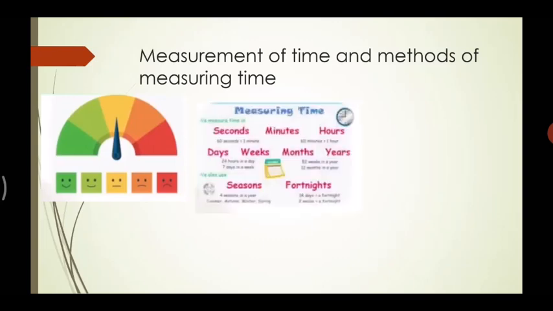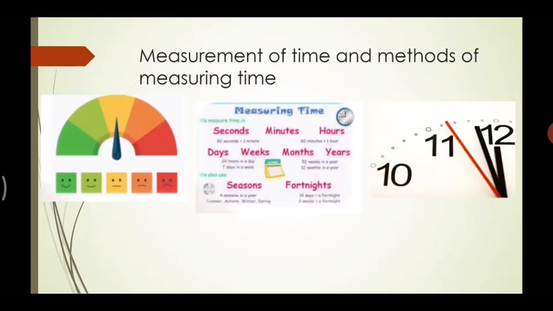Now, see: seconds, minutes, hours, days, week, month, year, century, and millennium. What are all these called? These are the units of measurement of time. And the smallest unit is the second. Okay. Let's move forward. See students, there are different ways of measuring time in different parts of the world.